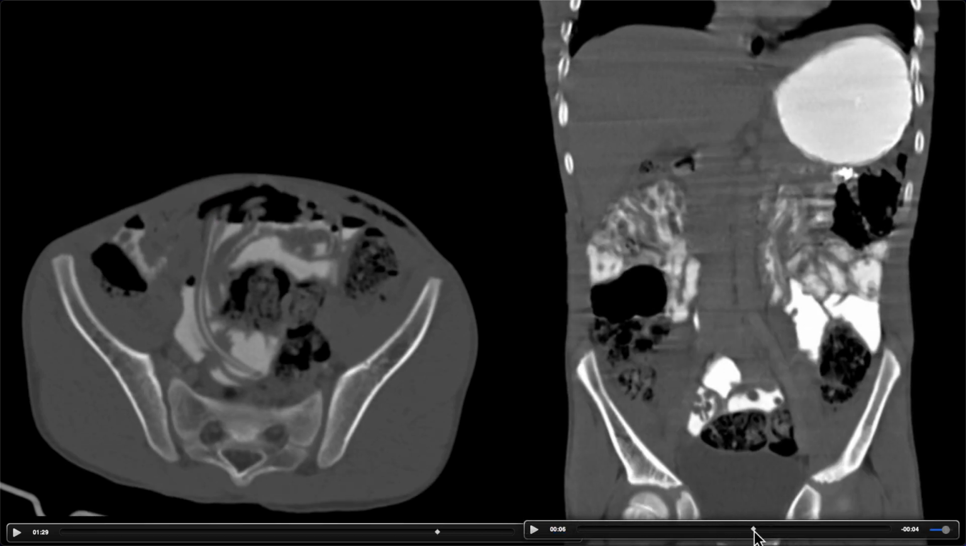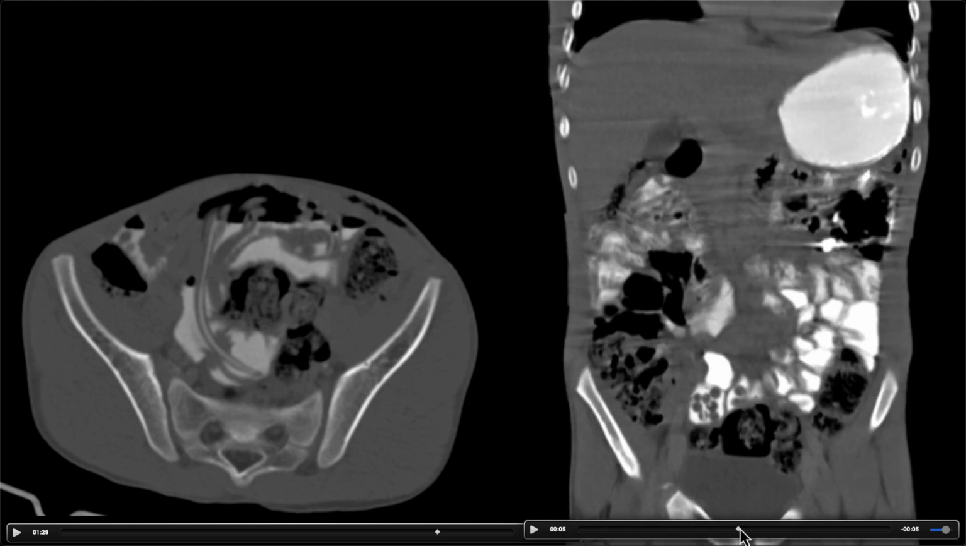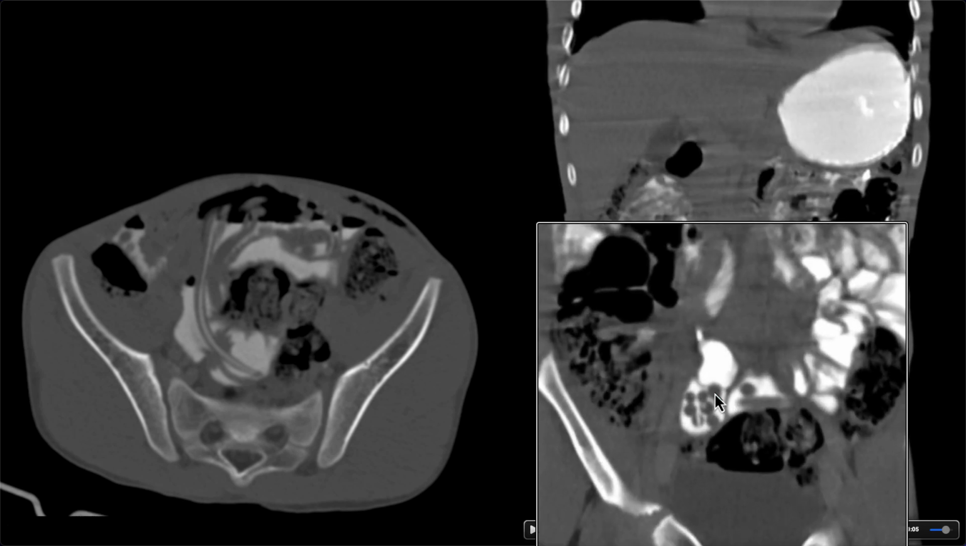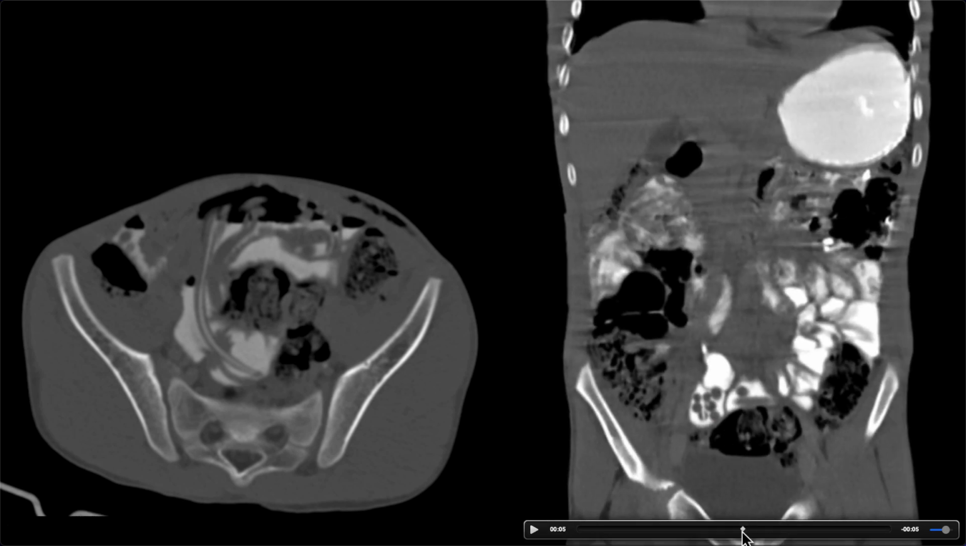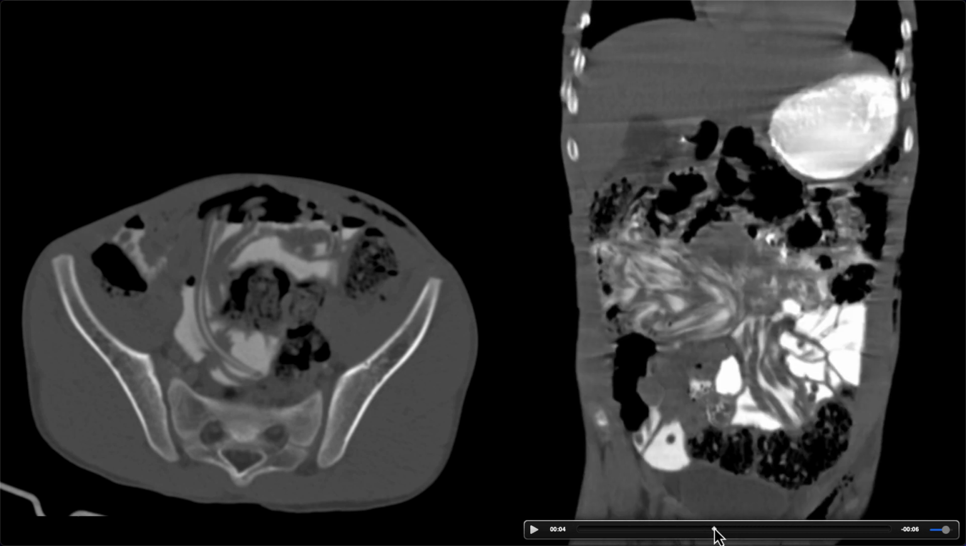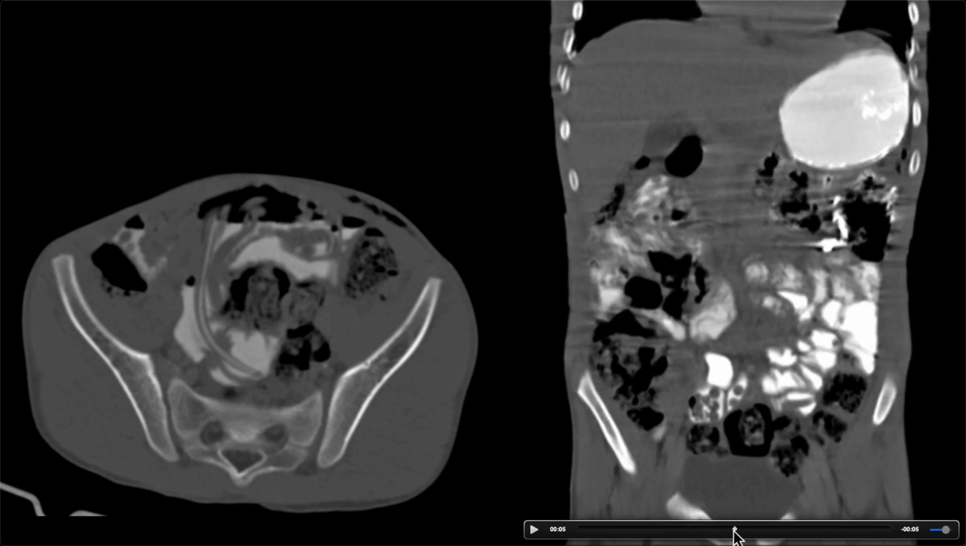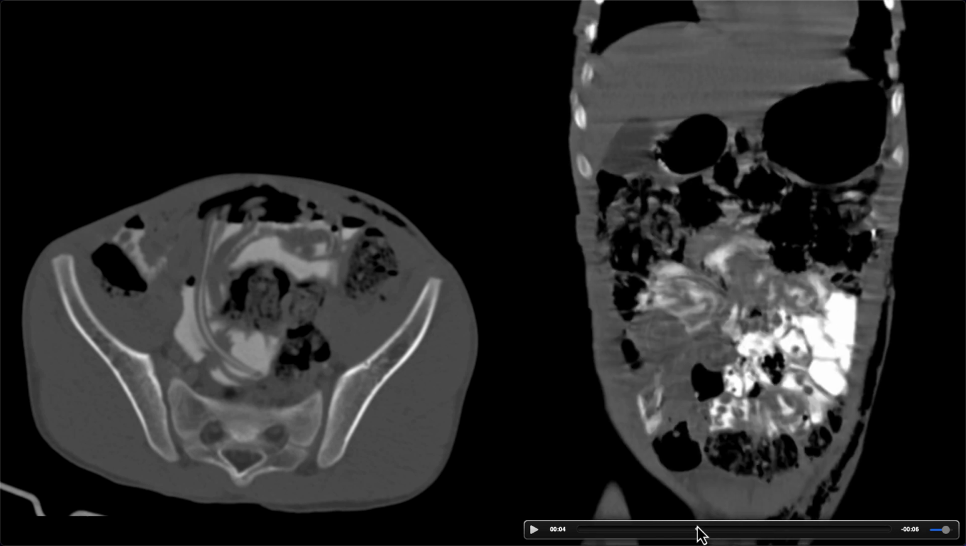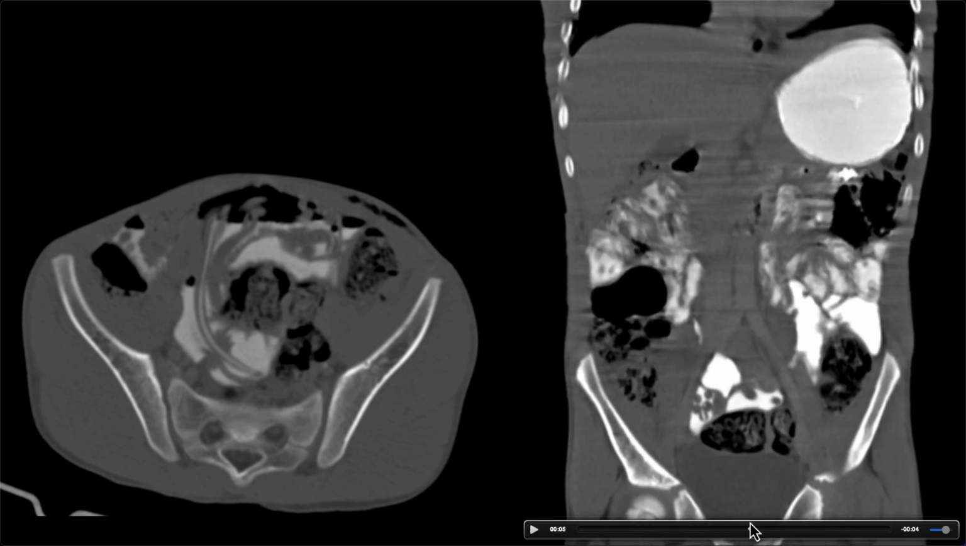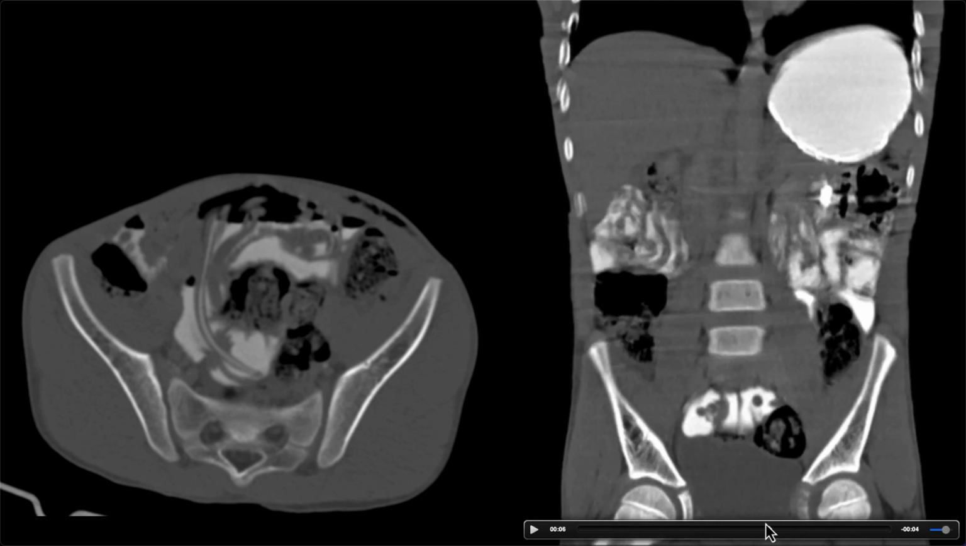And the more that you look, the more you see, as in catching several here in cross-section in the lower abdomen and also throughout the upper abdomen, all these swirling, filling defects within the intestines. So huge burden of disease and definitely carries a risk of developing a small bowel obstruction after treatment.